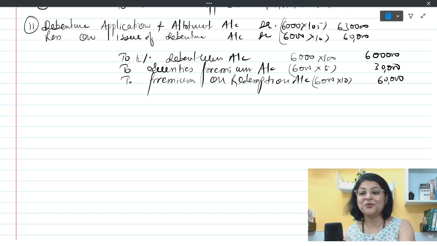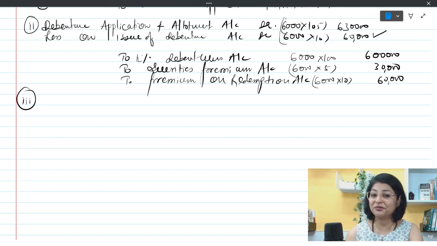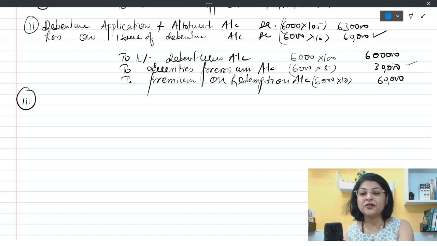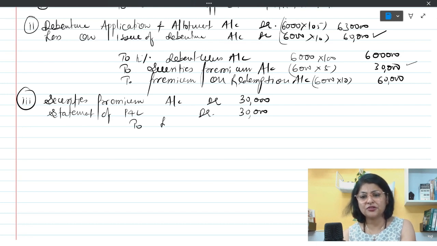Understood? Now, the most important part of this question is writing off the loss on issue of debenture. So, loss on issue of debenture is 60,000 rupees, whereas securities premium has a balance of 30,000. So, first we are going to utilize the securities premium amount. Securities premium account will be debited with the full amount, 30,000 rupees. Statement of P&L with the remaining amount to loss on issue of debenture.